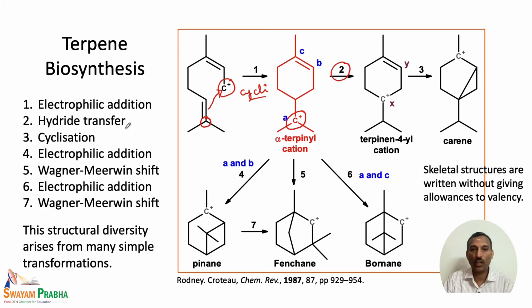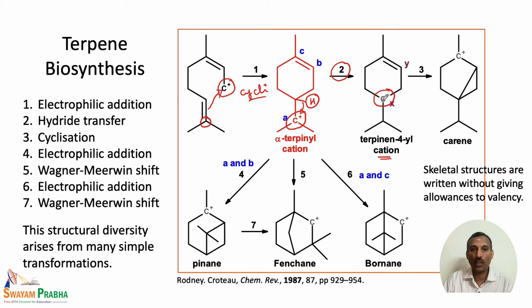So, let us look at reaction number 2. Reaction number 2 is simply a hydride transfer reaction. That means this particular carbocation is now moved to the ring system. This is where a simple hydride transfer, that means one hydrogen comes along with its electron to this carbocation, and this carbon becomes a carbocation. That is how a hydride shift leads to the terpene 4-yl cation.